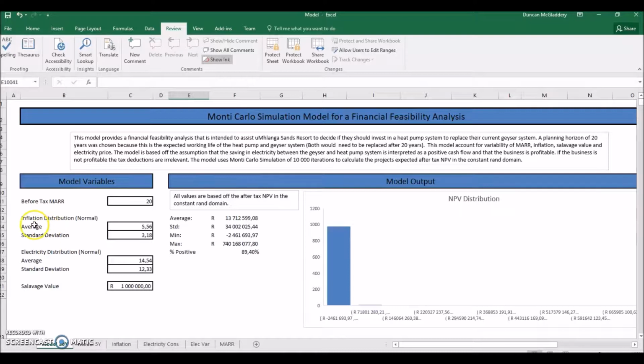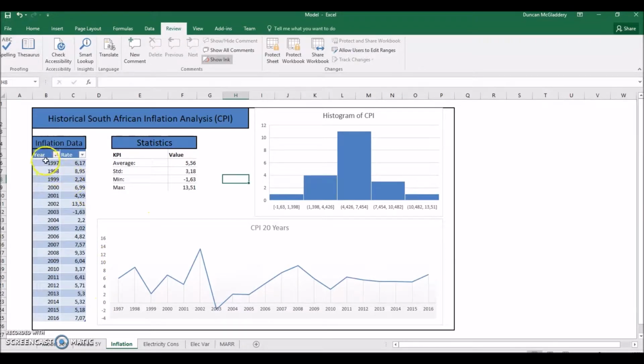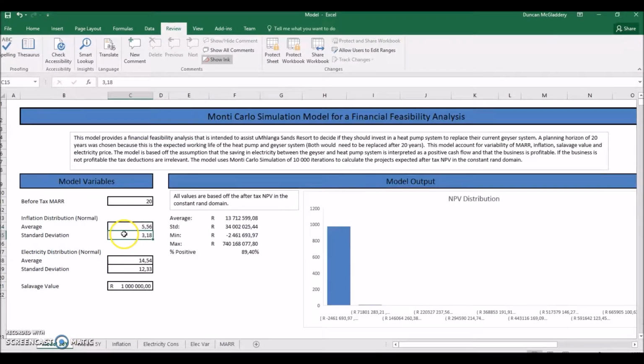The first one I'm going to explain is the inflation. I said that it's normally distributed with an average of 5.56 and a standard deviation of 3.18. In order to come up with these values, I extracted South Africa's historical inflation data and then plotted it on a chart. If we look at this chart, we can see that there's not much of a pattern to the inflation. But I then plotted it in a histogram, and over here we can see that it follows a normal distribution. We've got quite a nice bowl shape going on over here. I then just used Excel's built-in functions to calculate the average of the distribution as well as the standard deviation.